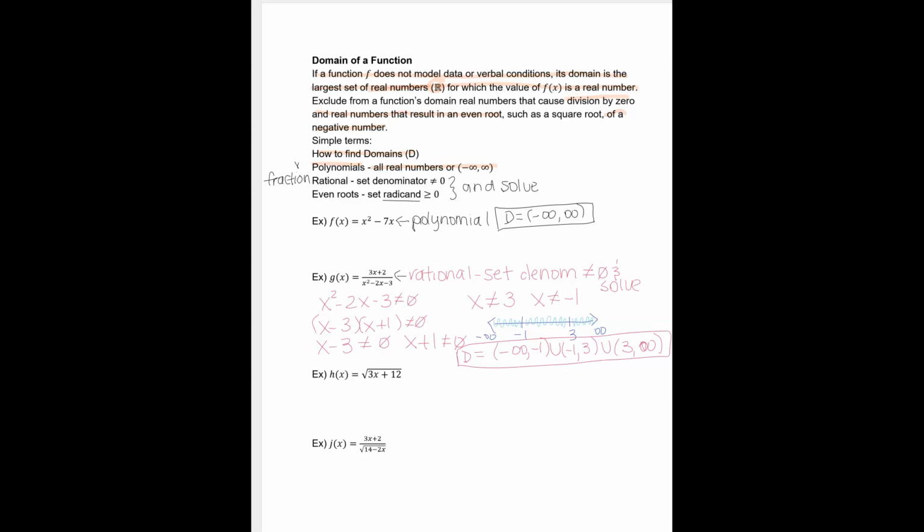Let's go to the next one, which is our h of x, and we'll do him in orange. So he is an even function, or I mean an even root, sorry, getting way ahead.